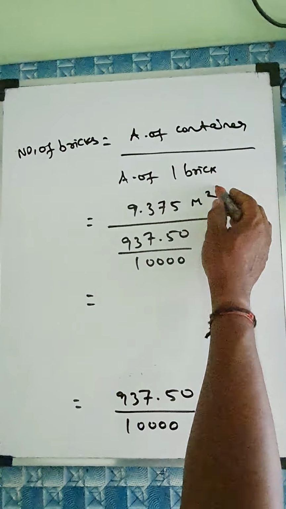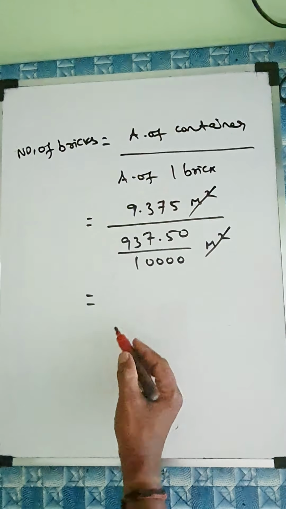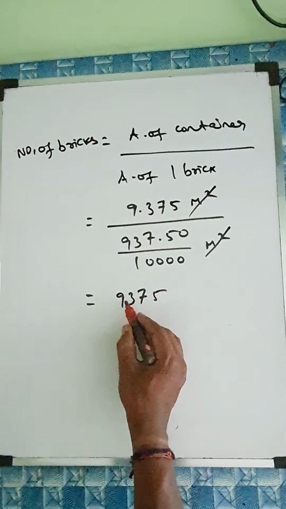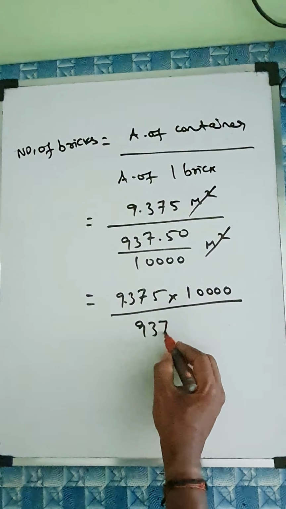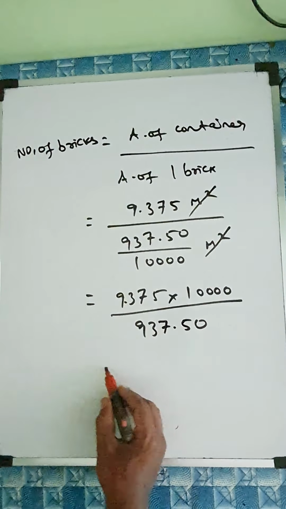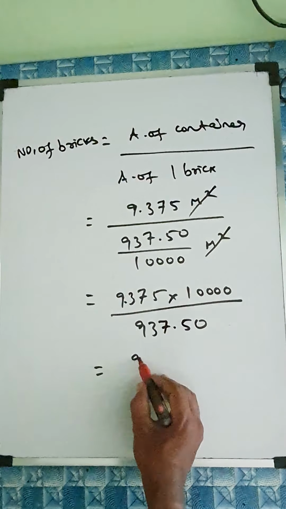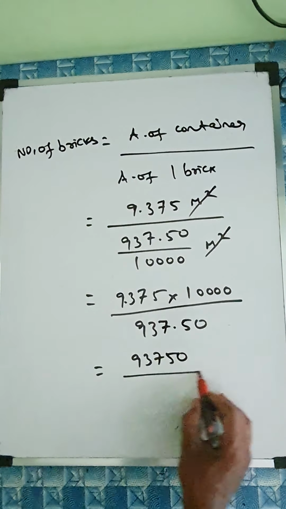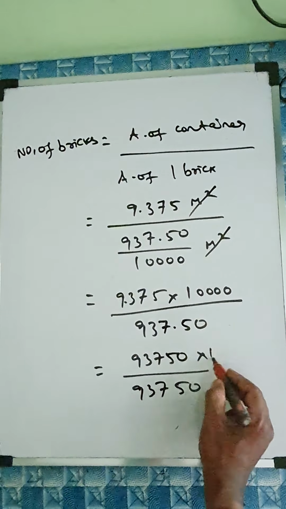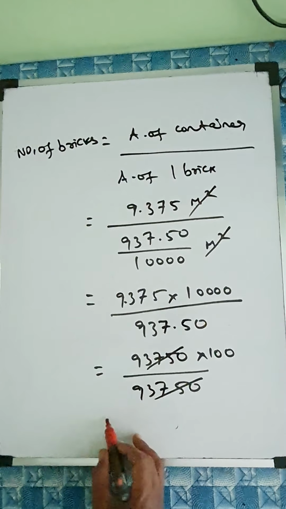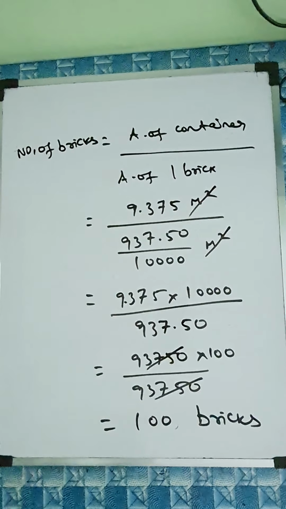Okay, so this meter square we can cancel it, and now this one, see, 9.375, take reciprocal, 10,000 will go upside, divided by 937.50. This is same only, and multiply 10,000, so 93750 by again 93750. Cancelling this point, we'll write upside 100. Okay, so now we'll cancel these two, so answer is 100 bricks. Okay, so number of bricks is 100.